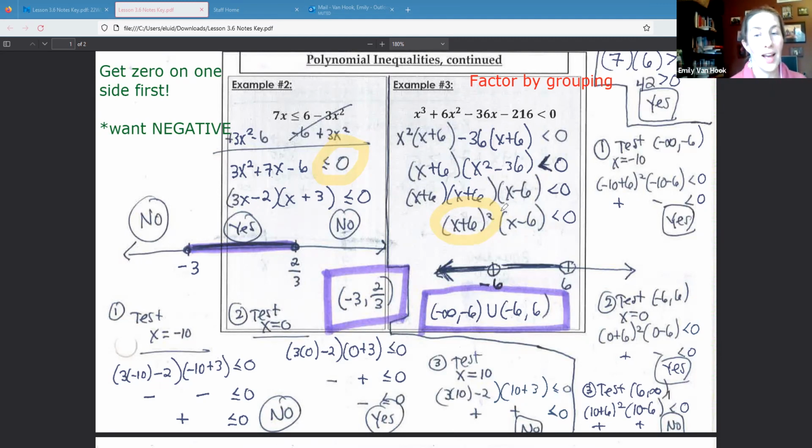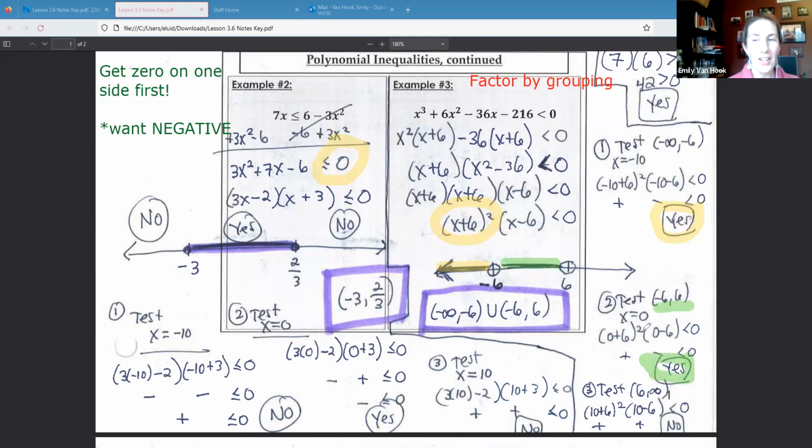So you really do have to test each interval. I tested -infinity to -6 and got a yes for that one. So that first interval worked. But then when I tested the next interval between -6 and 6, it also worked. So it was 2 yeses in a row.